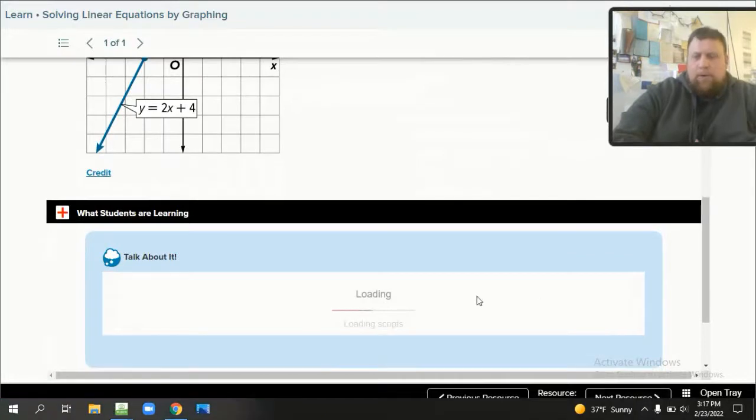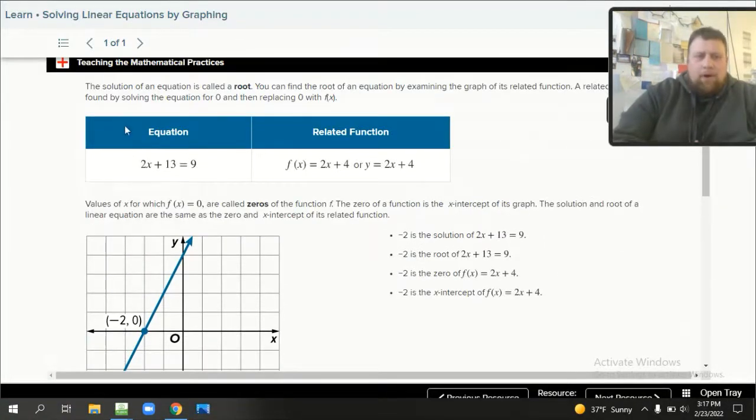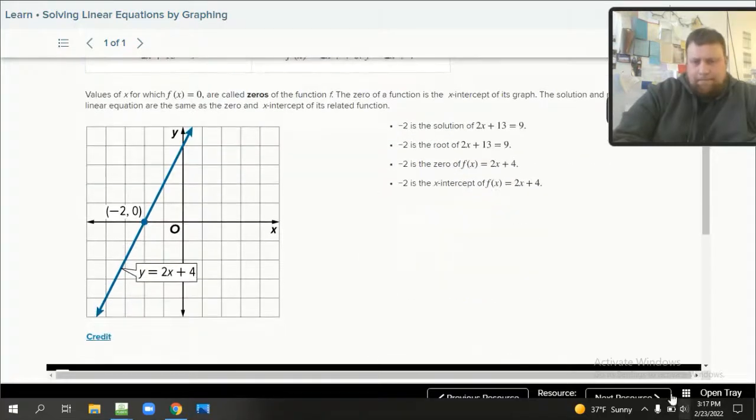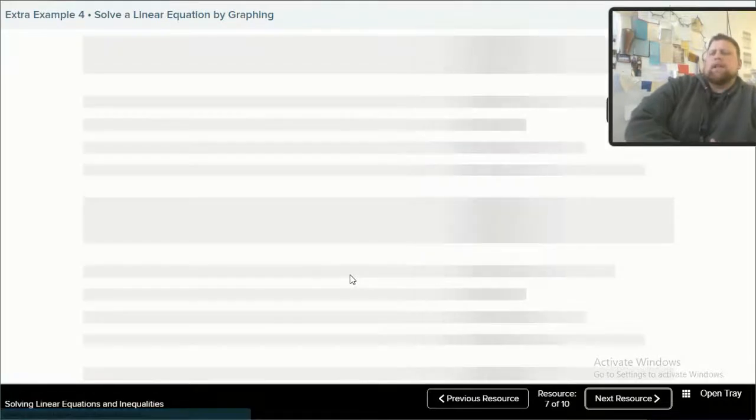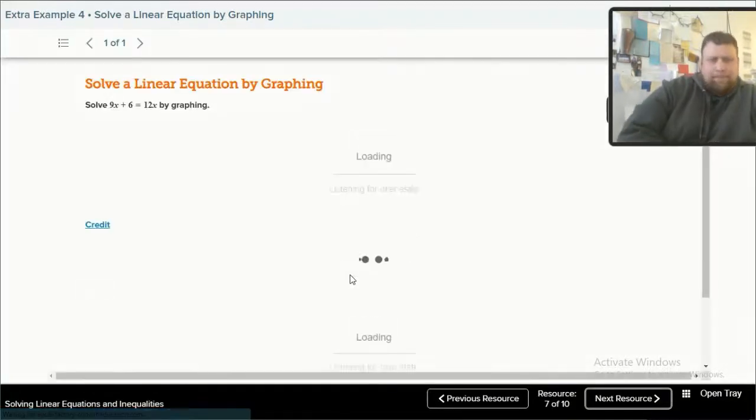Awesome, good stuff. You will see related function again. Whenever I give you an equation, I say, what's the related function? Just subtract whatever's on the side over and write it down as f of x equals that, okay? We're just touching on that a little bit, but it is something you will see.